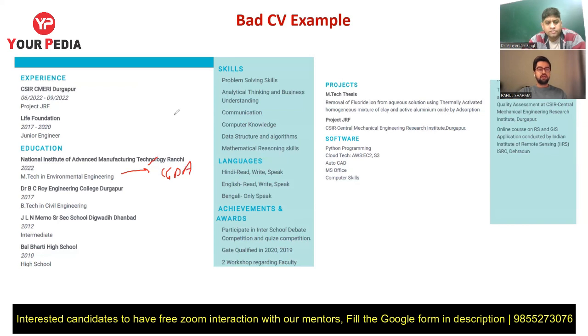The second thing I would say is he's mentioning experience. Let us say he's a project JRF at some place. He's not mentioning which project he's working on. If I'm a professor, I want a student who is working in the same domain. If you are just mentioning project JRF, what would I know from it? So this is the other mistake.